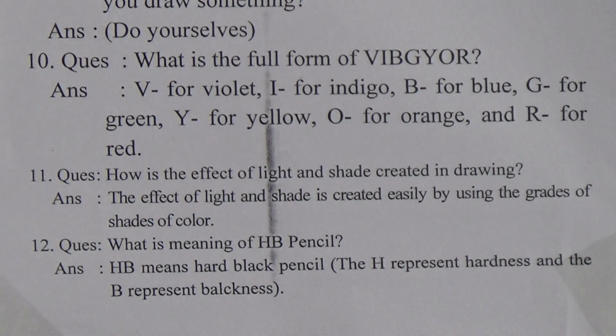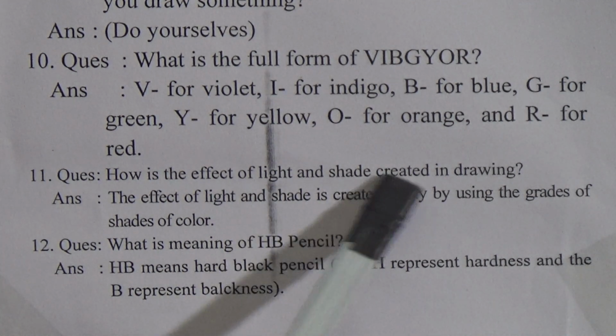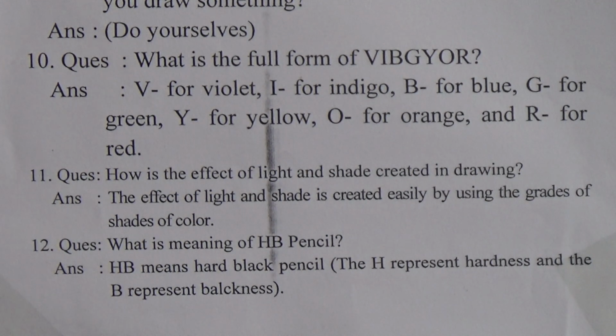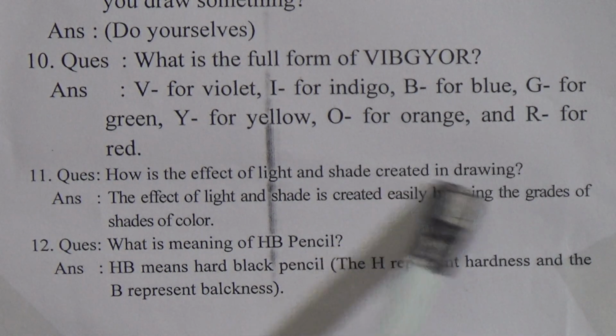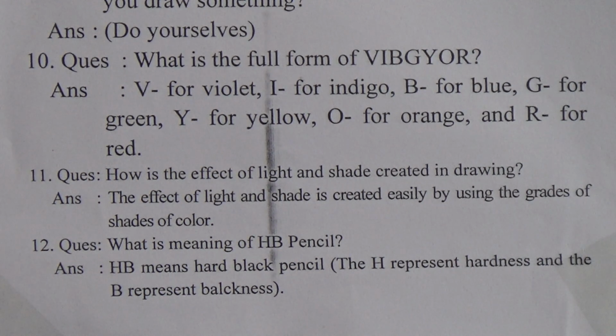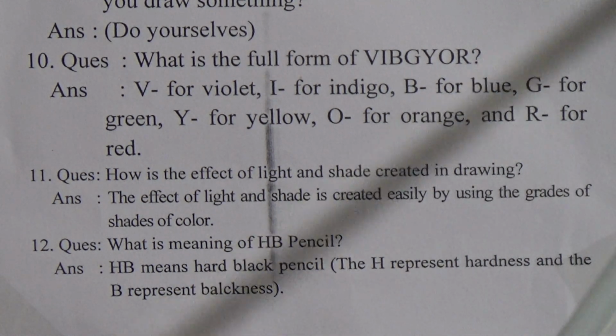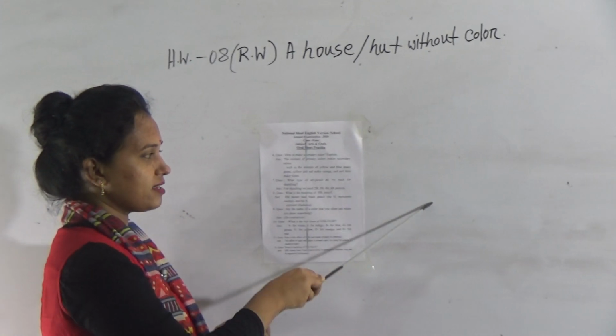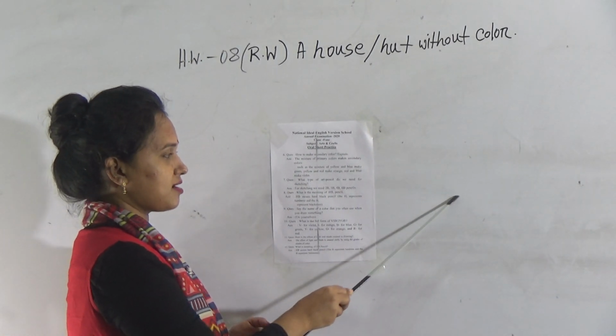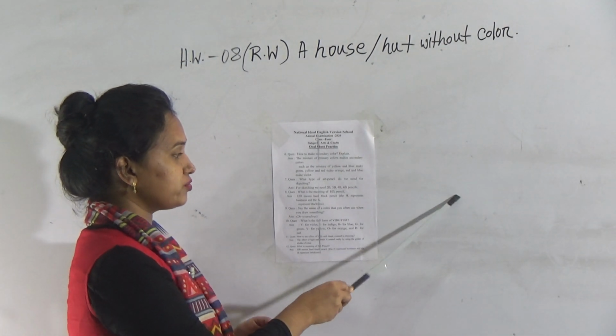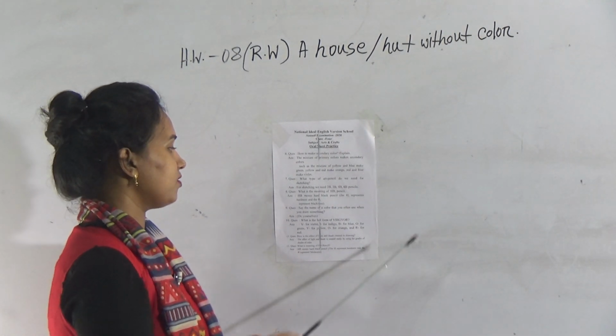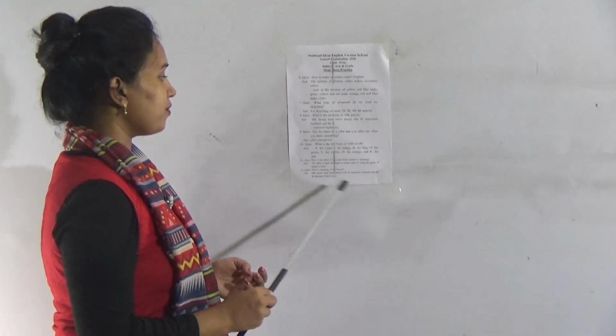That means when you want to create the effect of light and shade in drawing, first you draw, like if you draw a picture here, here is the sun, that means light is here, so you don't use a dark color here, and you use dark color on this side. Okay, dear student, I hope you all have understood.